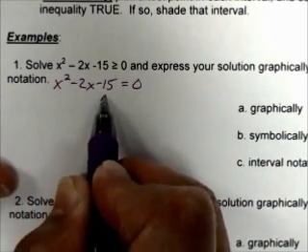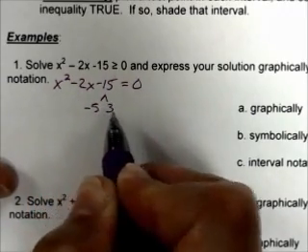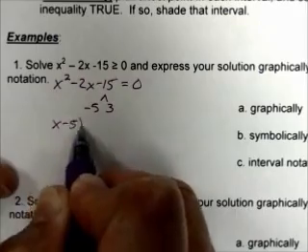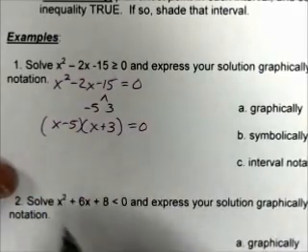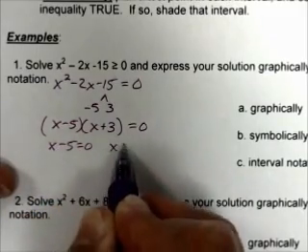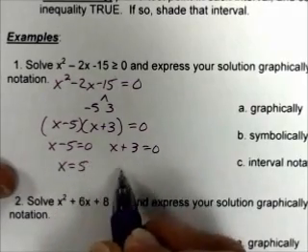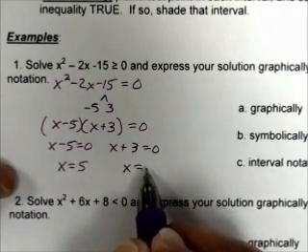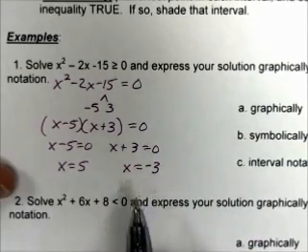The factors of negative 15 that add to negative 2 are negative 5 and 3. So this is x minus 5 times x plus 3 equals 0. Set each factor equal to 0 and solve. Again, I'm not showing every single step here. So x equals 5 and x equals negative 3. These are our two roots, or solutions.